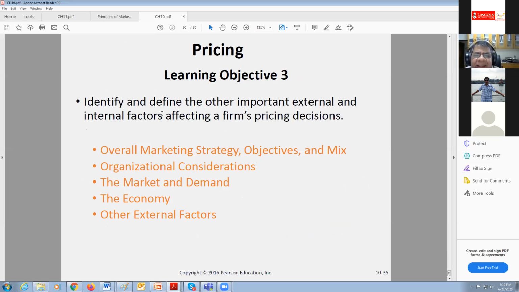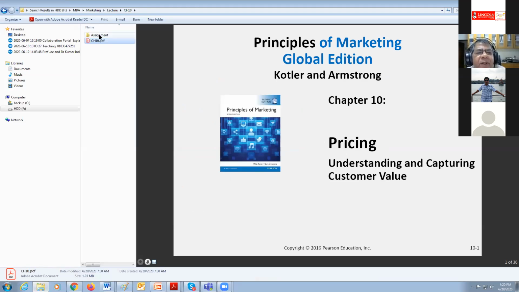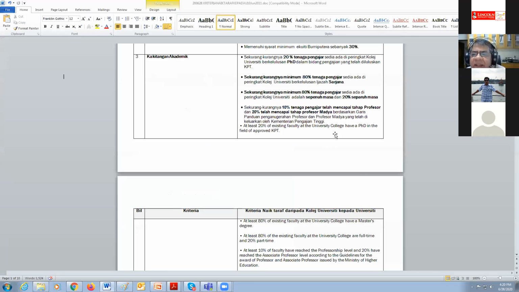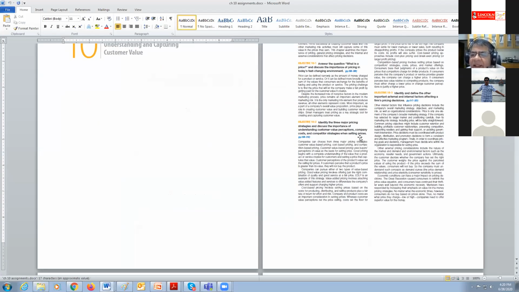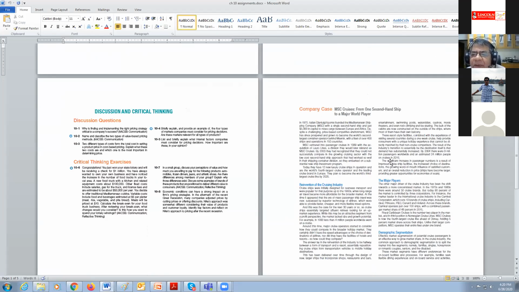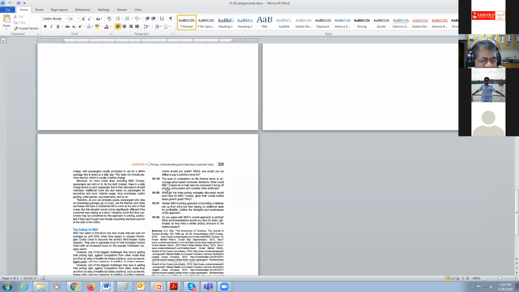So identify and define the important external and internal objectives and mix, organizational considerations, the market and demand, the economy and other external factors. So these are three objectives, and this is a very important chapter, and I want all of you to concentrate very carefully on this. So you will find the assignment again in this, and I want you to look at this particular assignment. Already I have sent this.